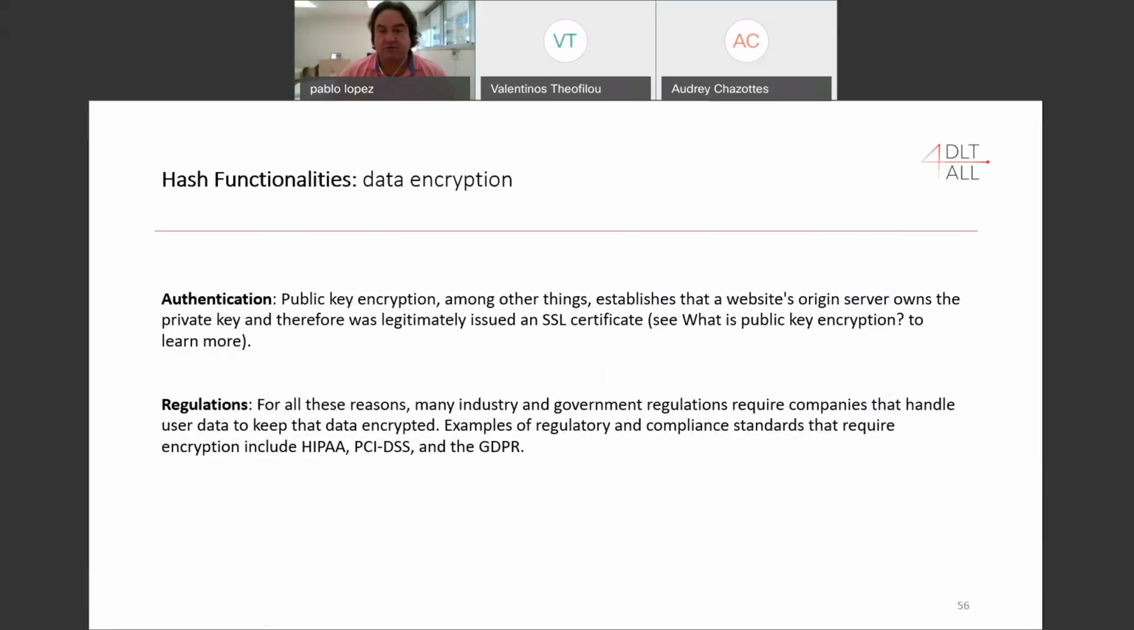Regulations. For all these reasons, many industry and government regulations require companies that handle user data to keep the data encrypted. Examples of regulatory and compliance standards that require encryption include HIPAA, PCI DSS, and the most famous for us maybe the GDPR. So we need standards to protect sensitive information that are based on encryption, which is one of their key functionalities. We can see the line of how it goes.